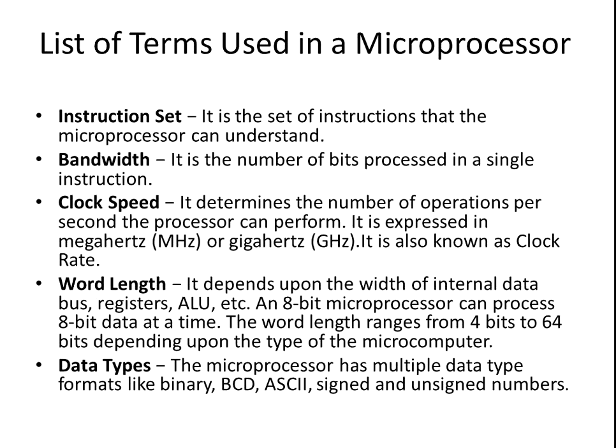And next is word length. We already discussed this word length. It depends upon the width of the internal data bus, registers, ALU, etc. An 8-bit microprocessor can process 8-bit data at a time. The word length ranges from 4 bits to 64 bits depending upon the type of microprocessor. We have discussed this in the evolution of microprocessors. Then data types. Microprocessors have multiple data type formats like binary, BCD, ASCII, signed and unsigned numbers.